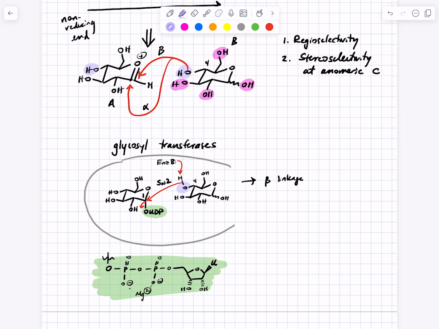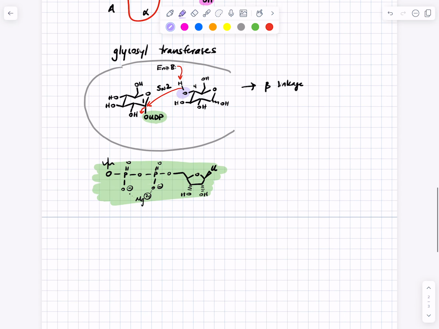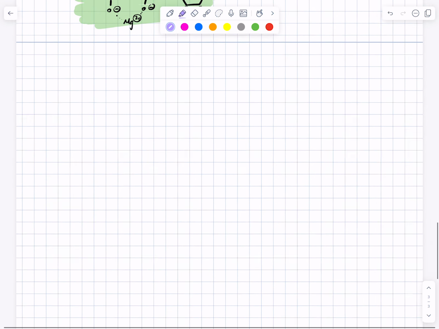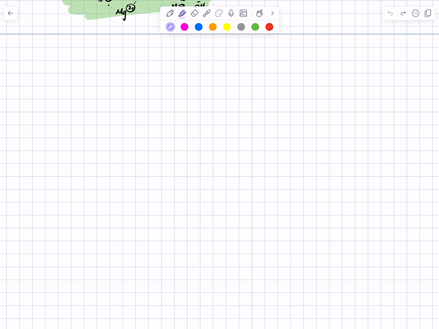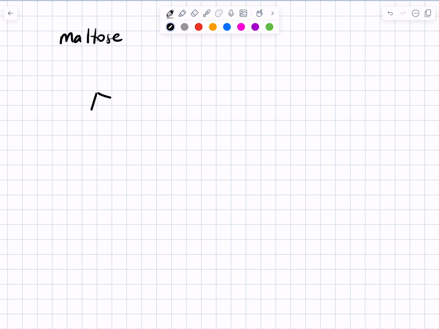Yep. Okay, so let me show you now something that's going to look a lot like cellobiose, but the linkage is going to be different. This is maltose. And maltose is a subunit of starch, a disaccharide subunit of starch. I'm going to continue to show the hemiacetal end as a squiggly line that can have both configurations.